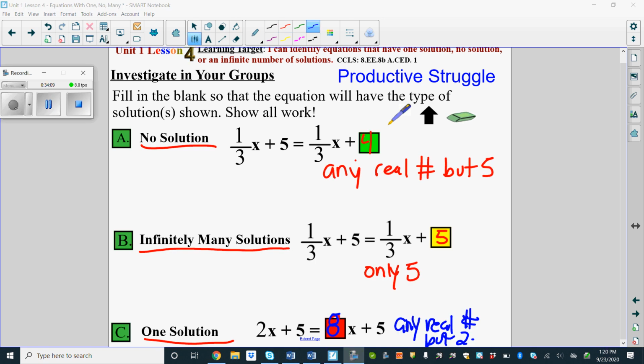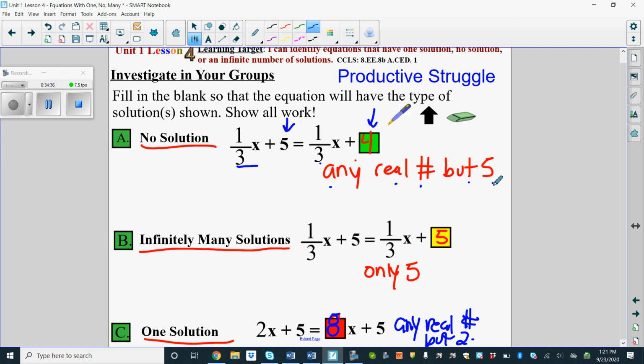Okay, so we're going to take a quick look at your work. So to make this no solution, we know that the x values have to be the same, but the numbers have to be different. So in this case, I just picked 4, but you could have picked any real number but 5. So you could have picked any positive number, any negative number, except for 5. Okay, so if you did, awesome job.